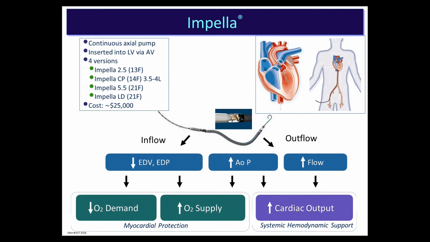It does differ for those of you who haven't quite started putting them in. The 5.5 doesn't have a pigtail. The 5 has a pigtail, and then there's an LD that is centrally inserted. As mentioned, these are a little pricey, somewhere around $25,000 or $30,000, depending on how your hospital negotiates. And it does all these good things. It takes the blood out of the heart. It decreases inflow, it decreases end diastolic volume and end diastolic pressure, and thus decreases myocardial oxygen demand. And it increases outflow, it increases aortic pressure, it increases flow, it increases cardiac output.